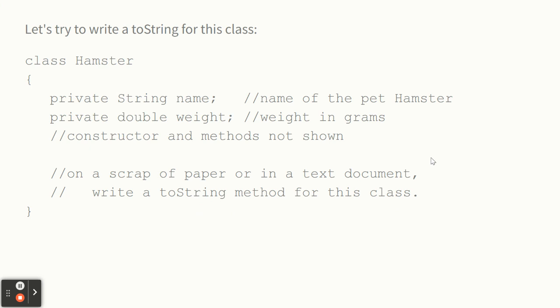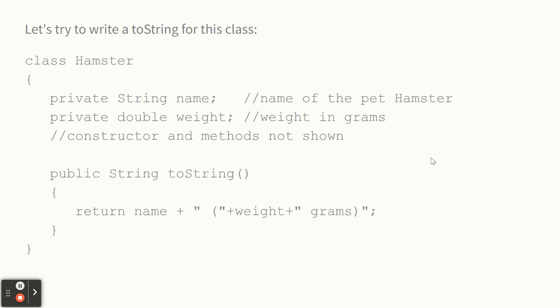All right, I'm going to show you mine. Oh, I was so close. Public string ToString, return name plus weight grams. You didn't have to do it that way, because I didn't tell you what it's supposed to look like, but we want to know about the hamster. What's his name? How much does it weigh? He weighs 10,000 kilos. It's a big hamster.